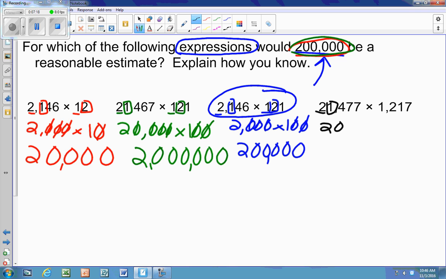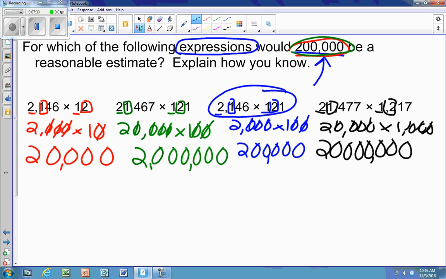This rounds to 20,000. This rounds to 1,000. We ignore the zeros. Put the 2. We have to put the 7 zeros back in. And it's 20 million. It does not match. So the only one that matches is the one we circled. And because there's all this work underneath, it shows how we knew. And that is how we estimate with multiplication.